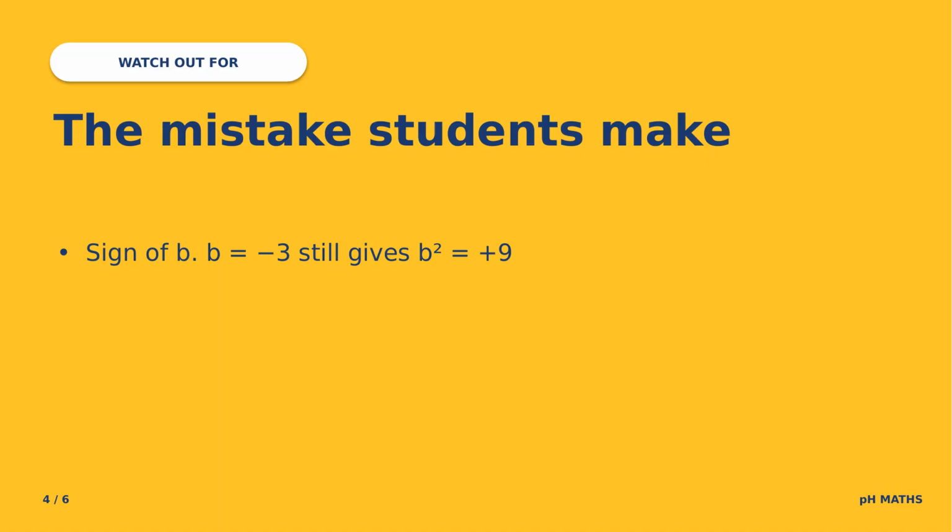Common mistake, sign of b. b equals minus 3 still gives b squared equals plus 9. Squaring always produces a positive. So when b is negative, b squared is positive. That's not a sign error. That's just how squaring works. Get b squared right and the rest follows.